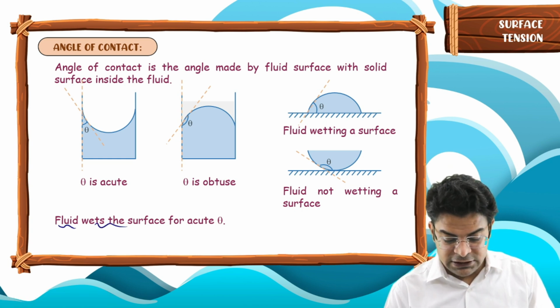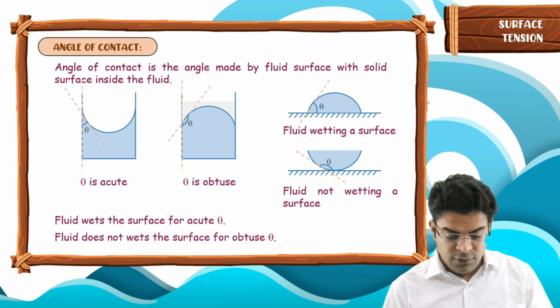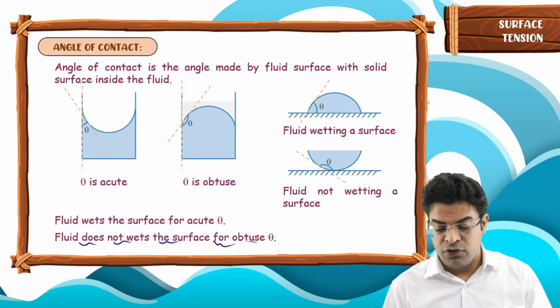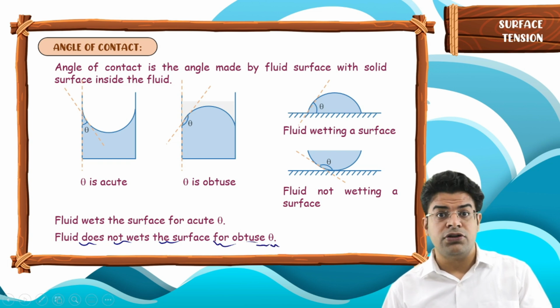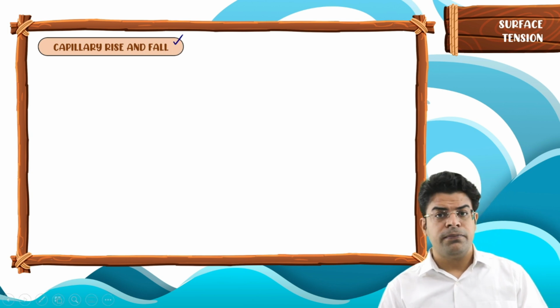So fluid wets the surface for acute theta, the angle of contact being acute, and fluid does not wet the surface for obtuse theta, when the angle of contact is obtuse. Now let's talk about capillary rise and fall.